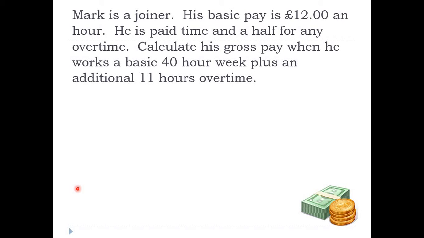So let's look at some questions. So Mark is a joiner. His basic pay is £12 an hour. He's paid time and a half for any overtime. Calculate his gross pay when he works a basic 40-hour week plus an additional 11 hours overtime.